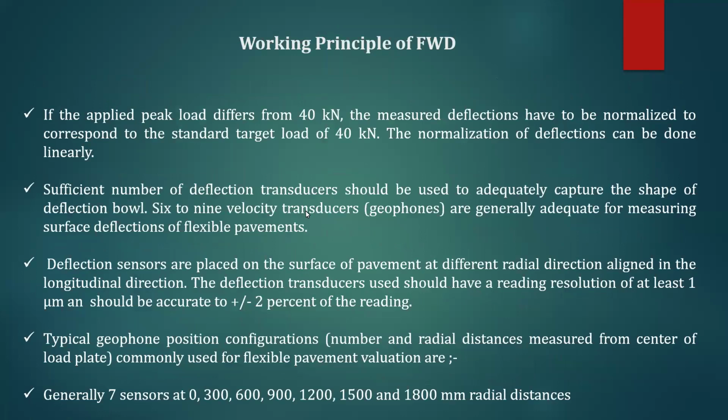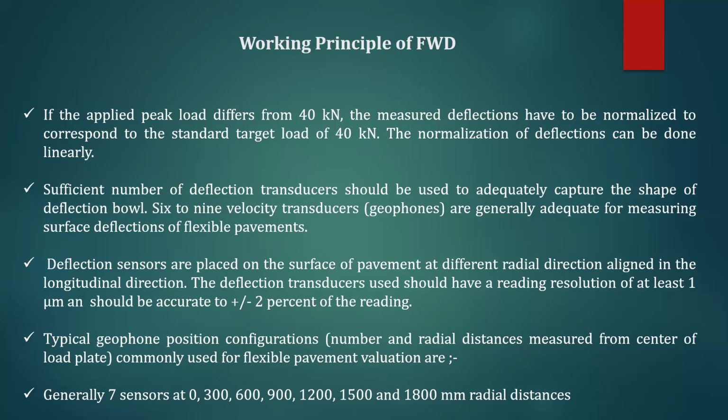So if the applied peak load differs from 40 kilonewton, the measured deflection has to be normalized corresponding to the standard target load of 40 kilonewton. That is what I am discussing now. You have applied a load by means of the Falling Weight Deflectometer, and as I told you, you will not always get 40 kilonewton, because we are raising a mass of 350 kg and dropping it from a height of 600 mm. So sometimes you may get 41 kilonewton or 42 kilonewton or 38 kilonewton, plus or minus 4 kilonewton. So you have to normalize the deflections you get linearly to 40 kilonewton. This is one of the most important things to keep in mind.